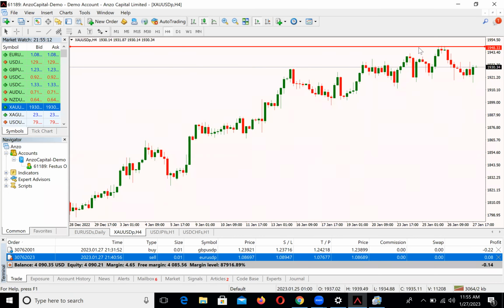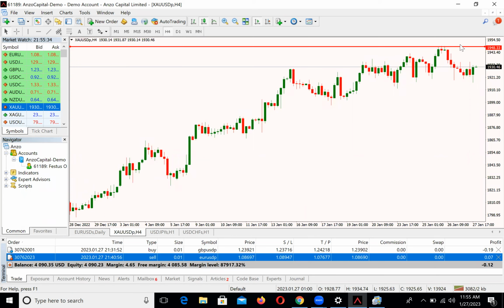Then buy stop. What does buy stop mean? Buy stop means that price is currently coming up. You place your buy stop above the price level. If price is coming up and it gets to this point here, enter a buy order for me. I know it will keep on going up.